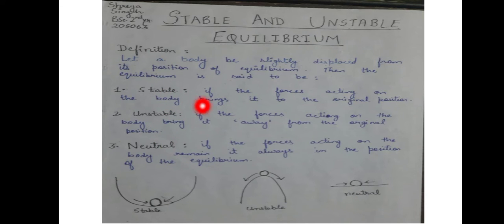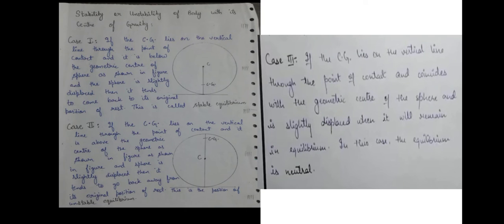For stable, if the forces acting on the body bring it to the original position, it is called stable. And if the forces acting on the body bring it away from the original position, that is unstable. And neutral, if the forces acting on the body keep it always in the position of equilibrium, it is known as neutral equilibrium. Now, the stability or instability of a body with its center of gravity.